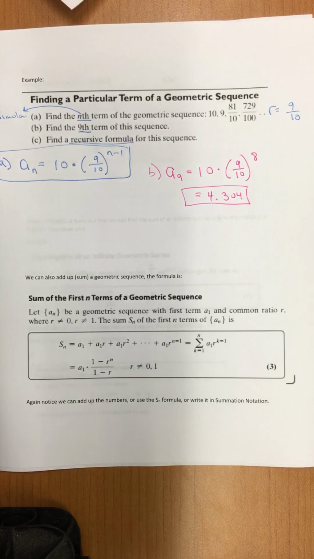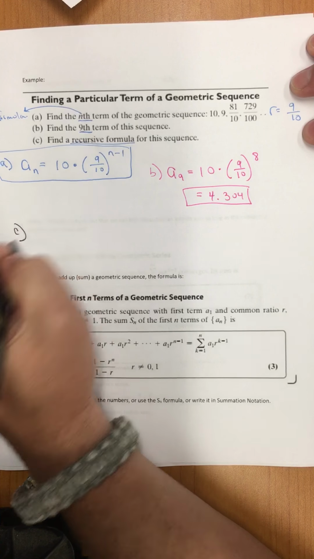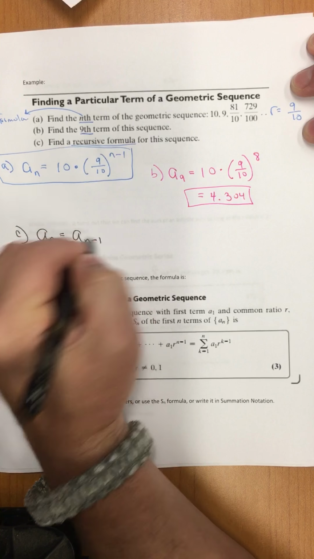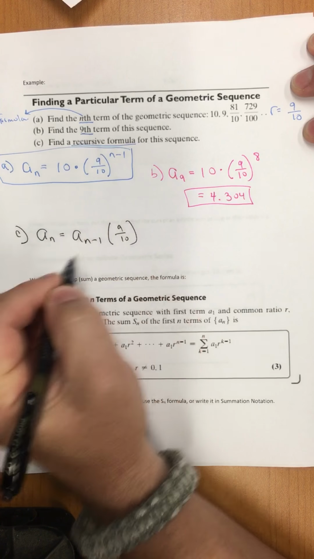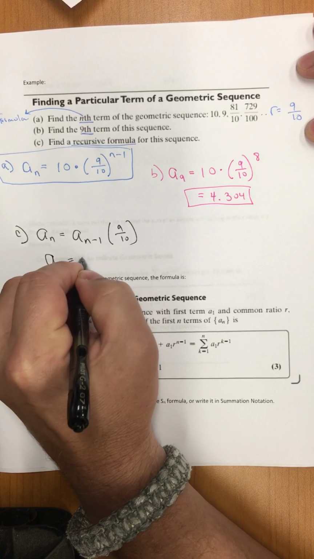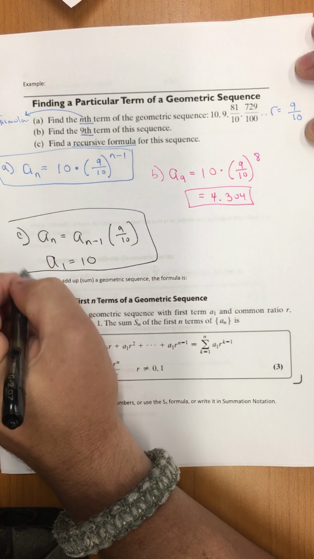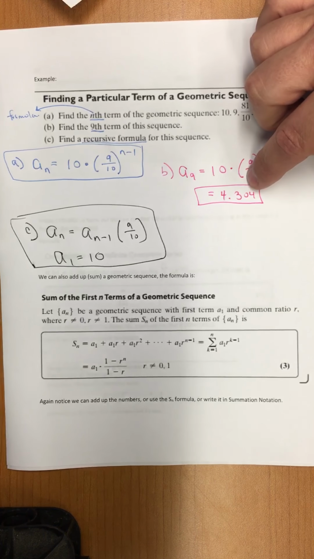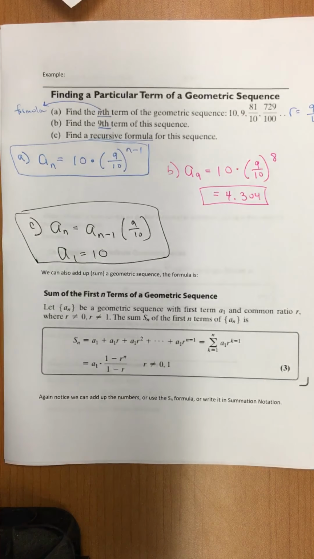For part C, they want us to find the recursive formula. So the recursive formula says a sub n equals a sub n minus 1 times the common ratio, where a sub 1 equals 10. That's the recursive formula. So we have the explicit formula, we use the explicit formula, and we also found the recursive formula.